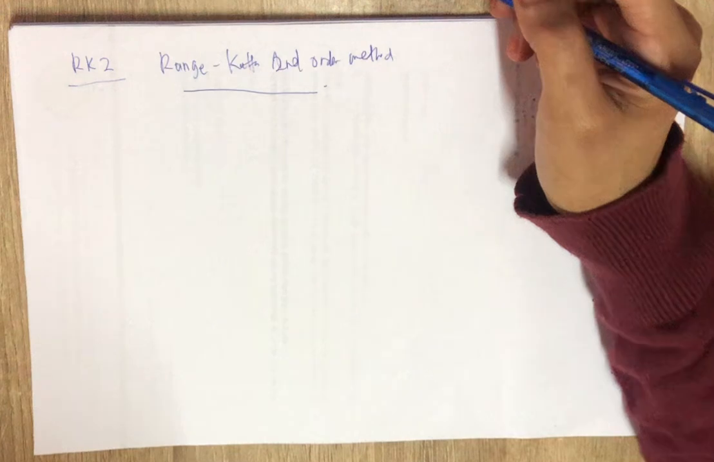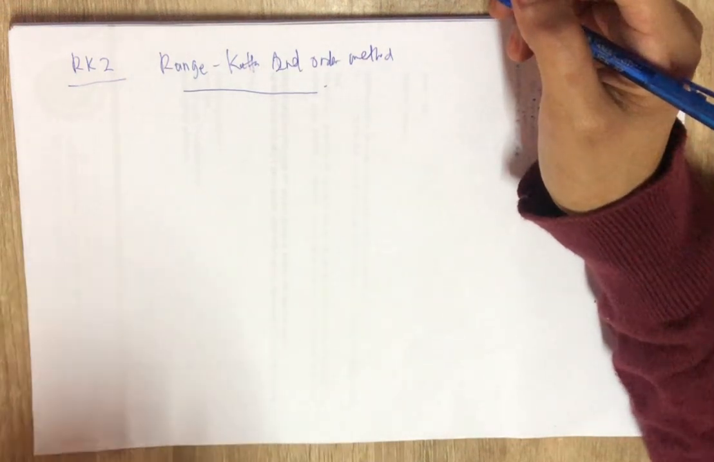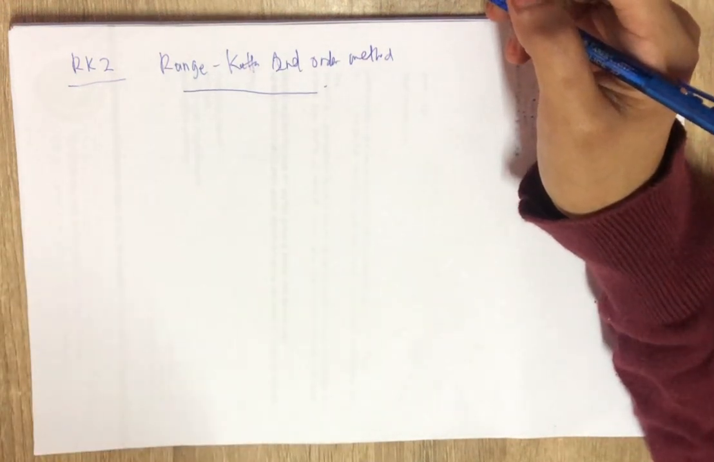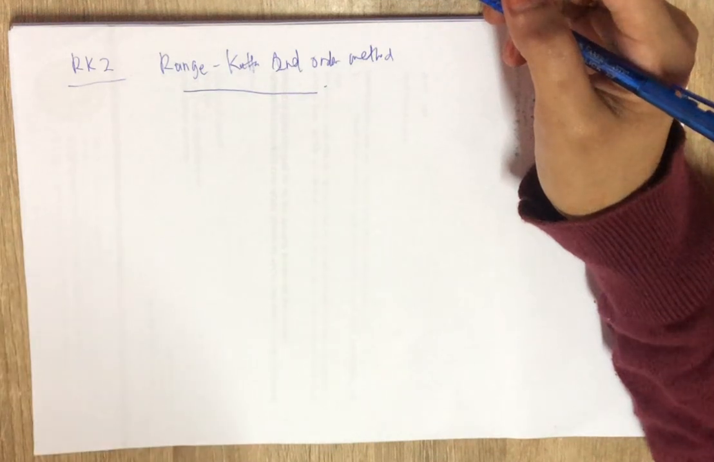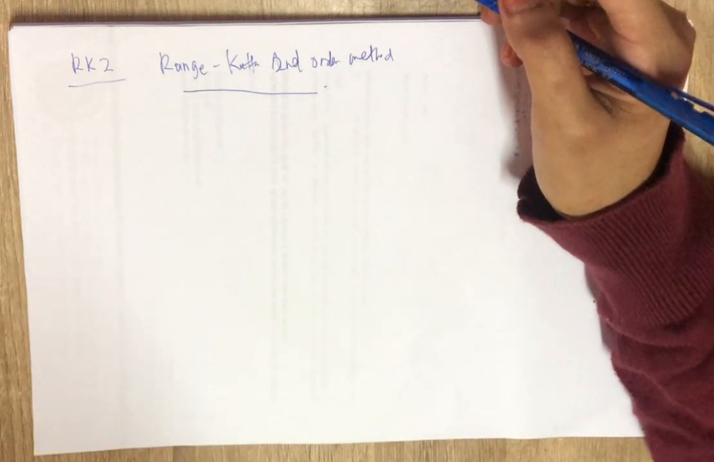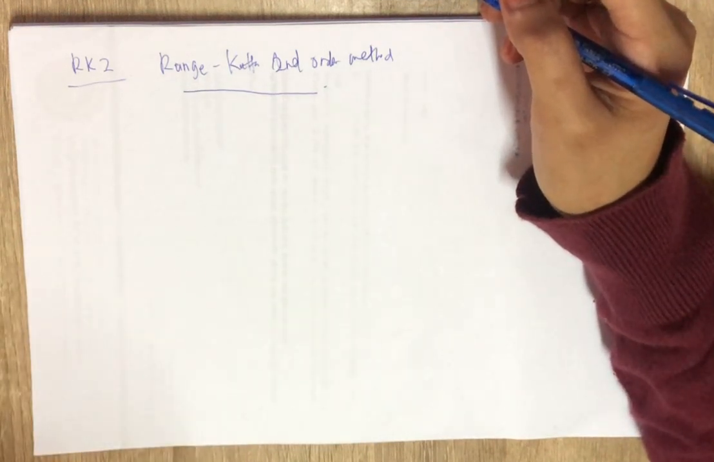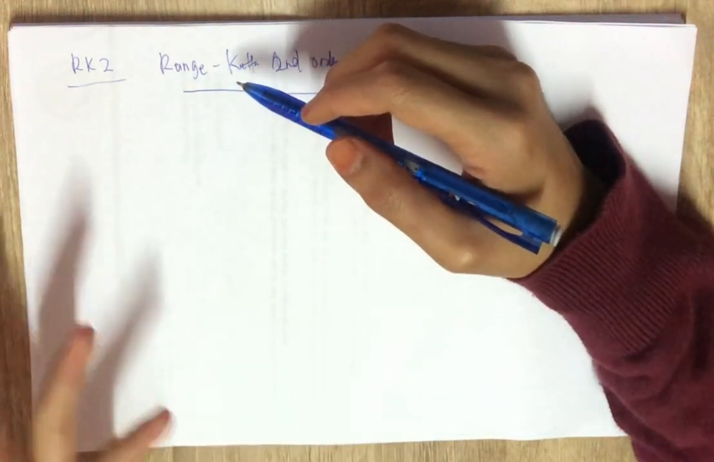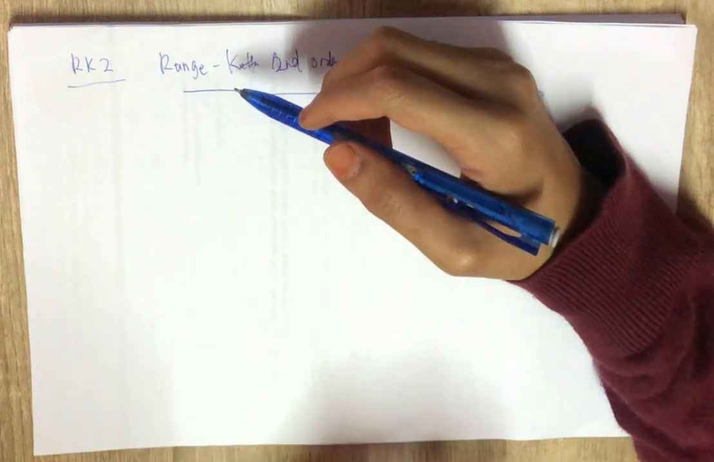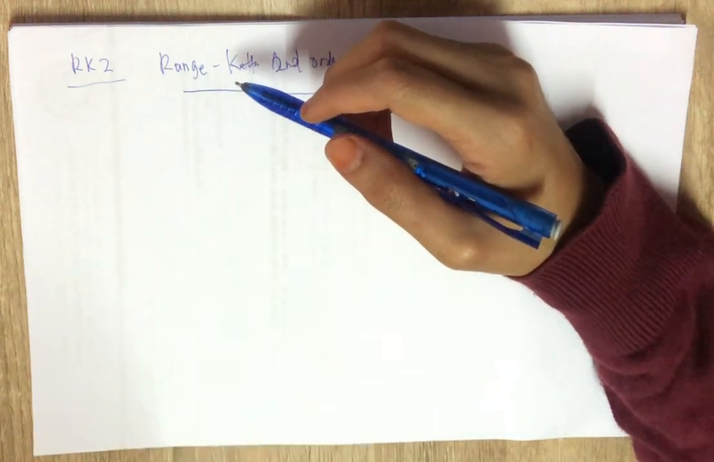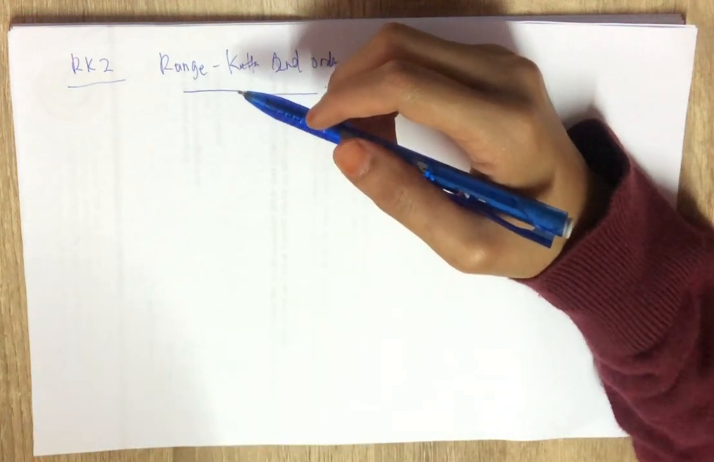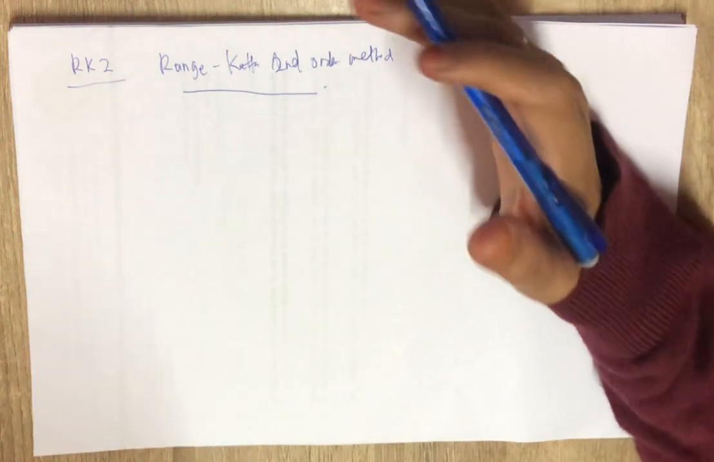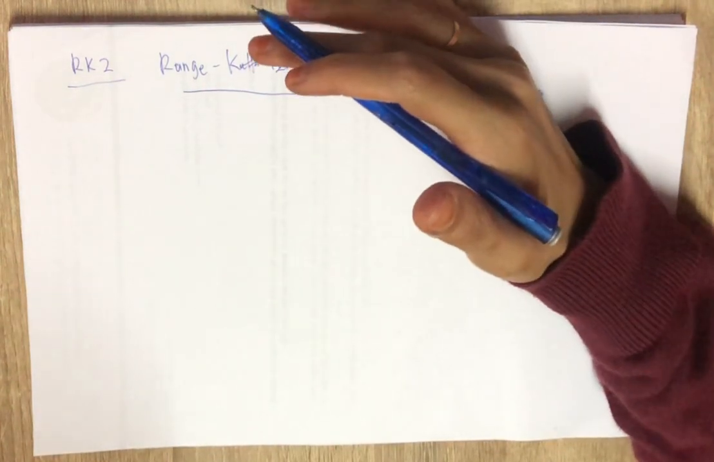For your information, Runge-Kutta has another type. This is RK2, that you will learn. They have another one which is RK4, Runge-Kutta fourth order. But that one we do not cover in your syllabus. For differential equations, we just cover Runge-Kutta second order.